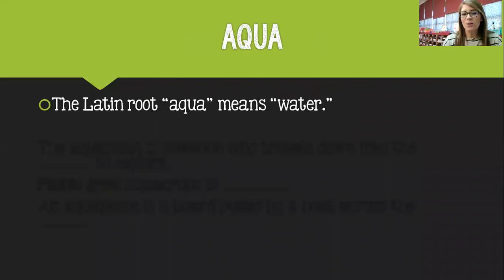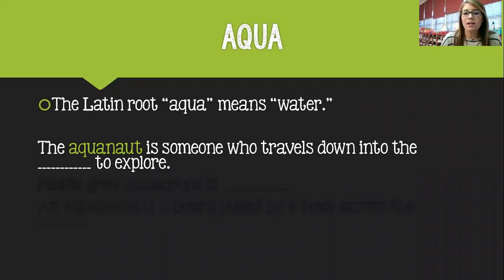The Latin root aqua means water. So let's look at some of these sentences. The aquanaut is someone who travels down into the blank to explore. We might not know what the word aquanaut means right off the bat, but because we know what the word aqua means, we can take a pretty good guess at where aquanauts explore. So what word do you think we could fill in the blank with right here? Yeah, exactly. Aqua means water, so it would make sense that an aquanaut is someone who travels down into the water to explore. Great job.